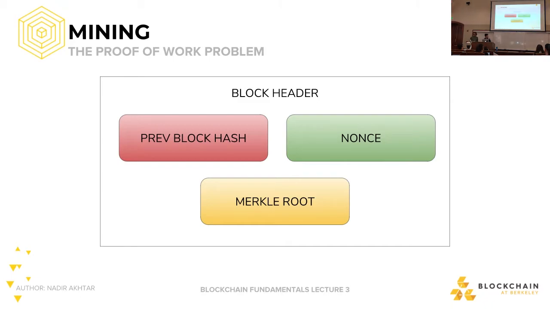So recall that in every block, we have a block header. This was in the last lecture, I think. And that has a hash from the previous block, a nonce, and a hash of all the transactions in that block. And we call that the Merkle root. Pretty much it verifies that all the transactions are valid, and that they're there, and haven't been tampered with.